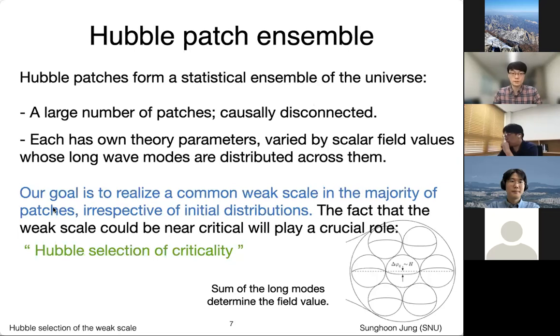So in this setup, our goal is to realize a common weak scale in the majority of the Hubble patches, irrespective of initial distribution. So inflationary evolution will make most of the Hubble patches have the correct weak scale independent of the initial conditions. And for that mechanism, the fact that the weak scale could be near critical will play a crucial role.